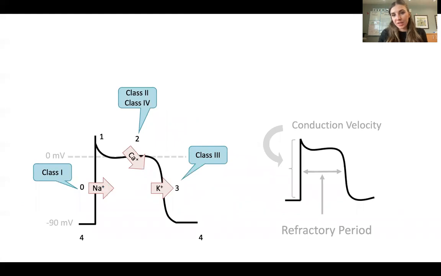So here's the picture representing the different ion channels that we talked about. When we talk about sodium channels and blocking those, we're using class 1 agents. When we talk about calcium blockade, we're talking about class 2 and class 4s, and potassium would be class 3.